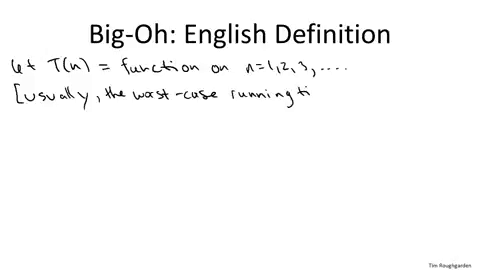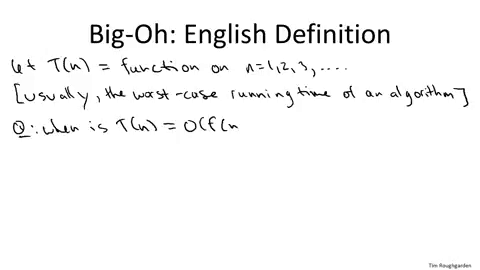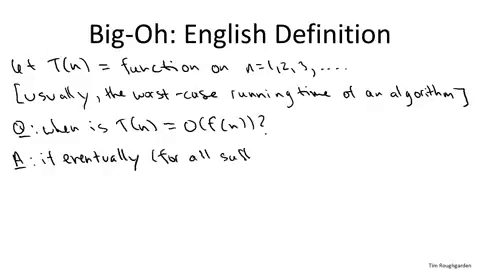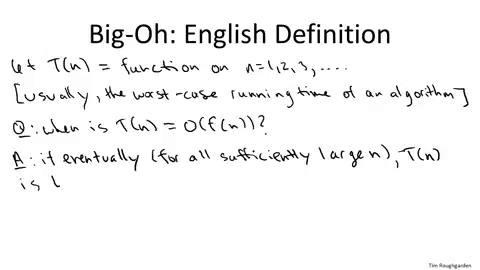So the question I want to answer for you in the rest of this video is, what does it mean when we say a function T(n) is big O of f(n), where f(n) is some basic function like, for example, n log n? I'll give you a number of ways to think about what big O notation really means. But for starters, let's begin with an English definition. What does it mean for a function to be big O of f(n)? It means eventually, for all sufficiently large values of n, it's bounded above by a constant multiple of f(n).